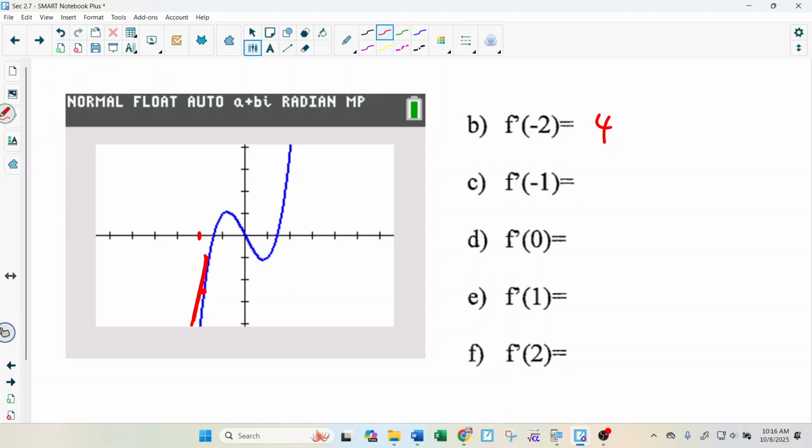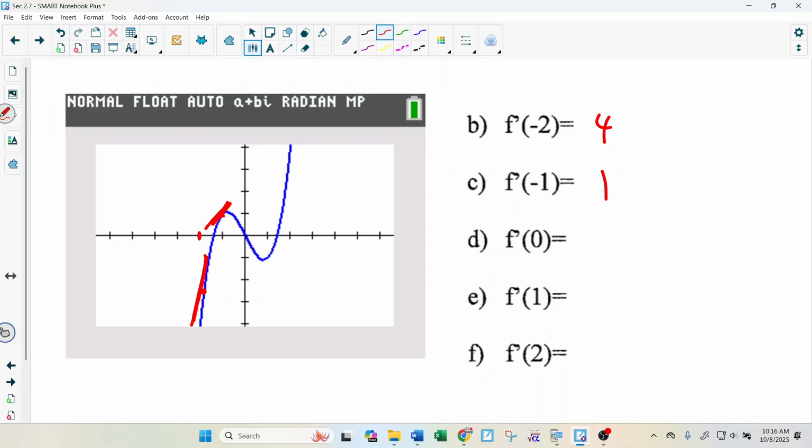At negative 1, which is right there, still positive. But now it's not nearly as big. That may be only like 1, right? So we're completely kind of estimating here.